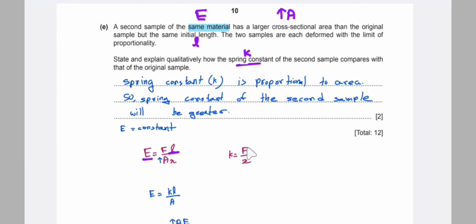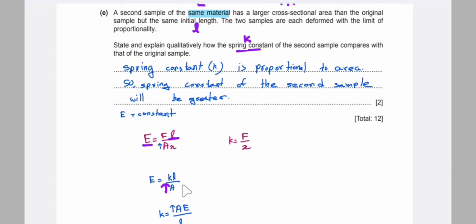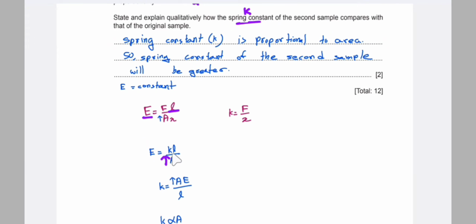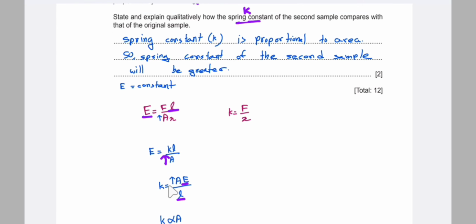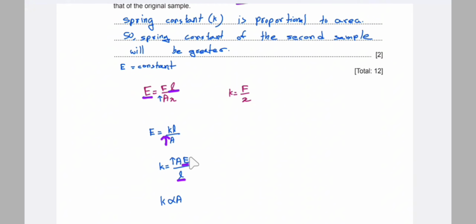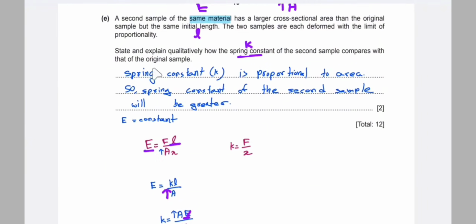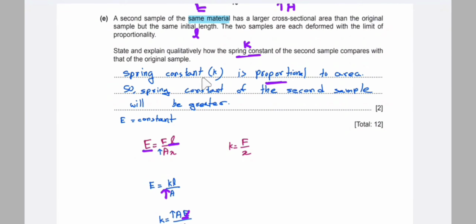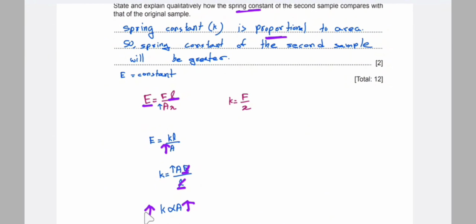We need to find the variation in spring constant, so we replace force per unit extension with the spring constant times length divided by cross-sectional area, and the area has increased. Making the spring constant the subject of the formula, spring constant is equal to area times Young modulus divided by length. Length is the same and Young modulus is also the same, and as area increases, the spring constant also increases. So the spring constant is directly proportional to area. The spring constant of the second sample will be greater, since the area increases.